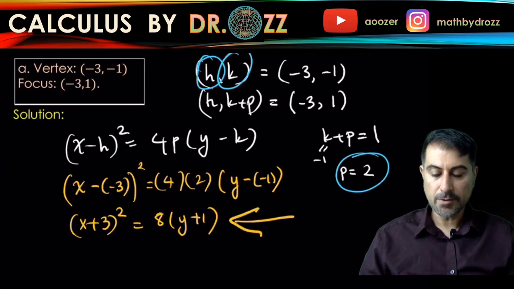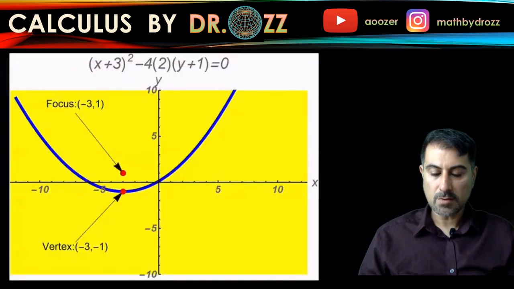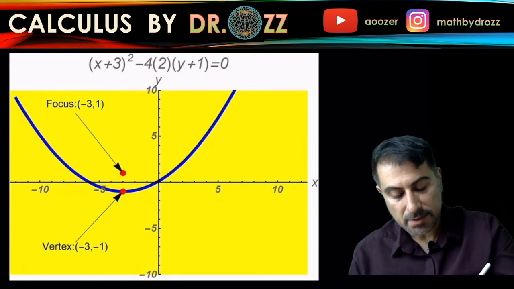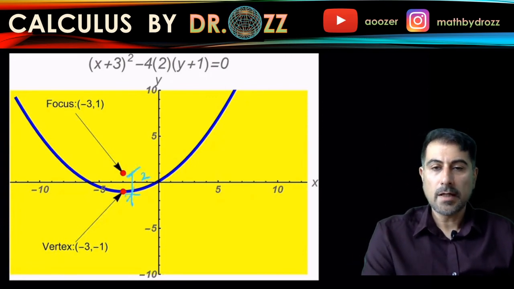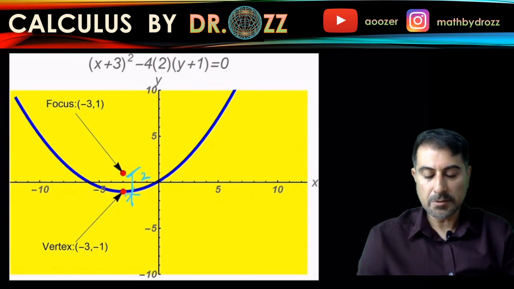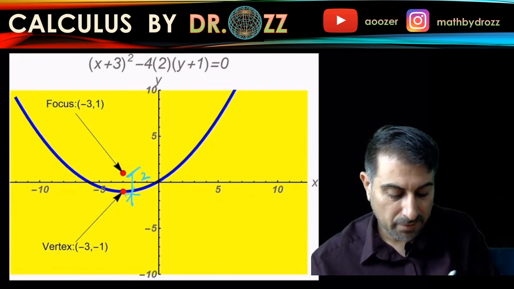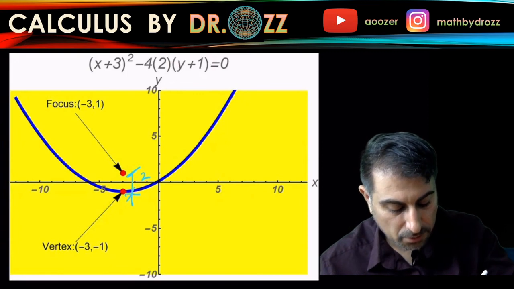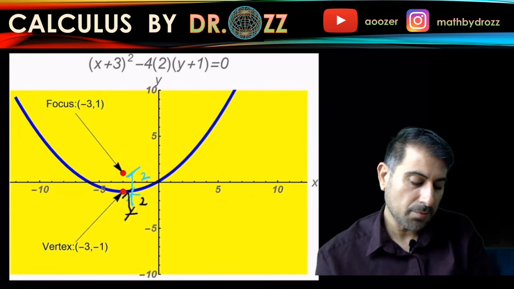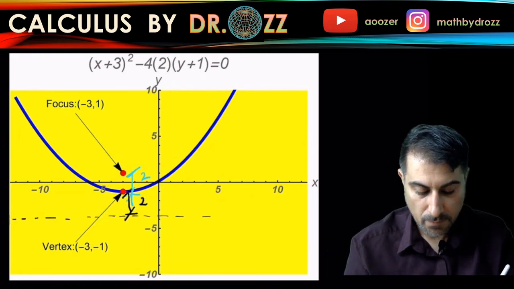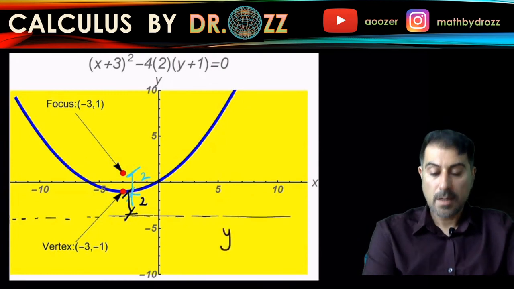And I have done that for you. You have the focus at (-3, 1) and the vertex located at (-3, -1). As you see, the distance from here to here is 2 units, because p equals 2, and you could also find the directrix by having the distance from the vertex down 2 units. So essentially this could be your directrix, y equals -3.